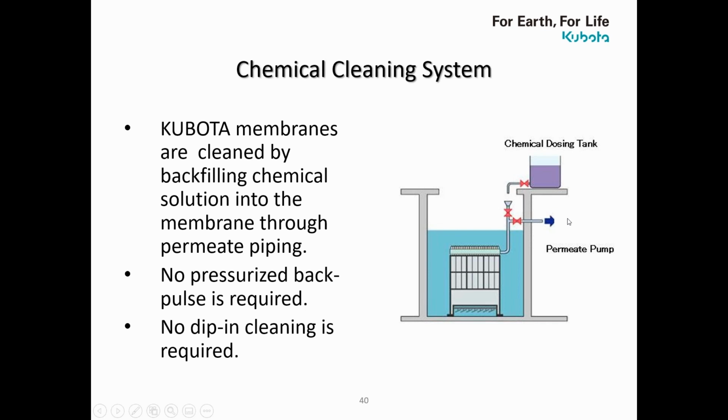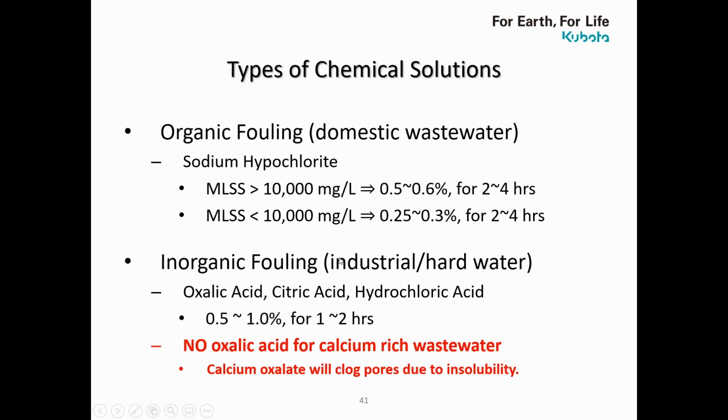A lot of places have an eductor system now, but we back inject the chemical and leave it for 2 to 4 hours, most of the time with sodium hypochlorite. For any organic fouling, and most plants have organic fouling, most plants will go with sodium hypochlorite at about 0.5 to 0.6% for 2 to 4 hours. I know some plants do an overnight soak when the flow rate is lower. When the mixed liquor is very, very low, you could try a little bit lower concentration as well.